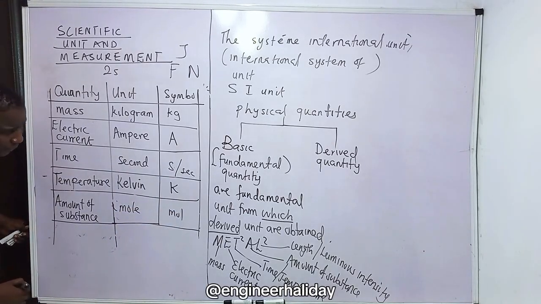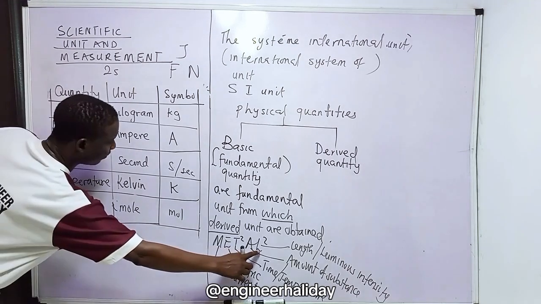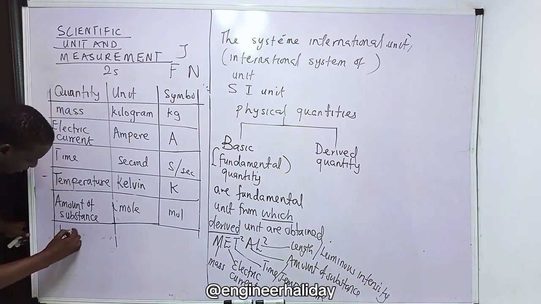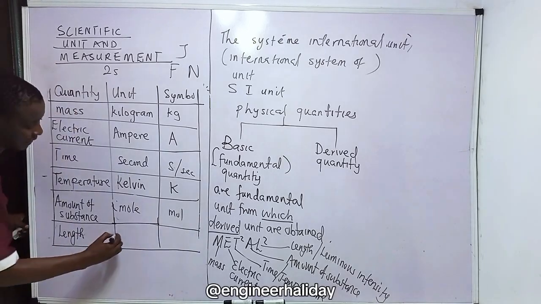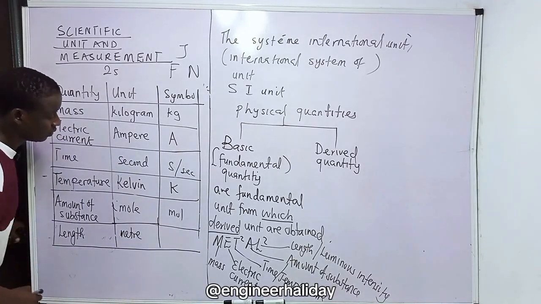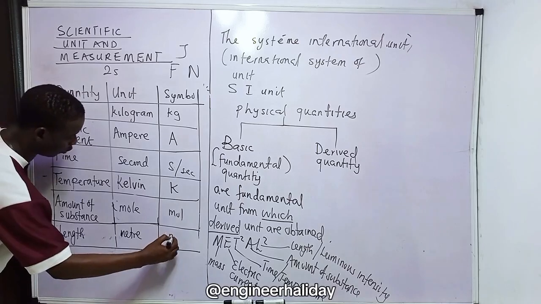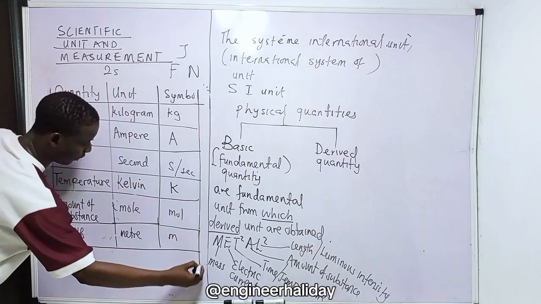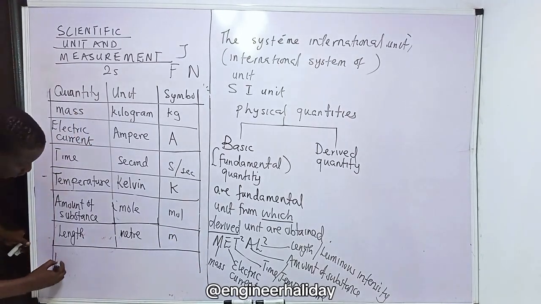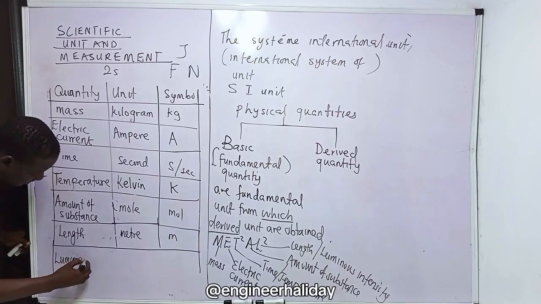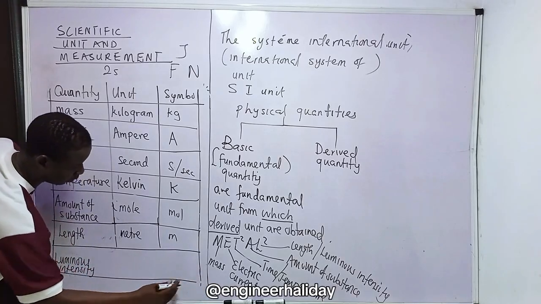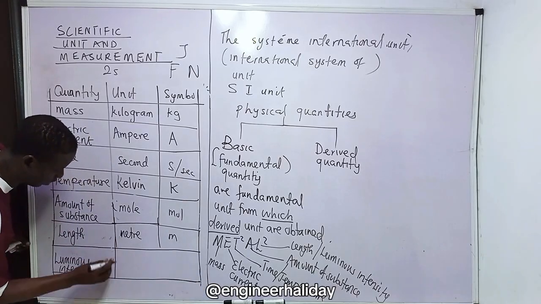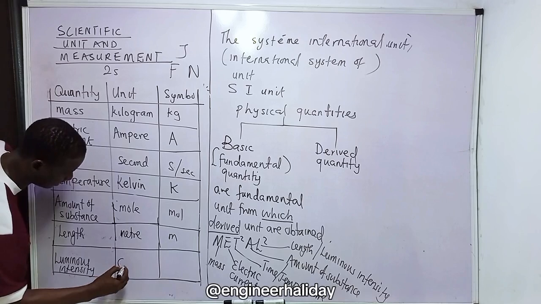Then what about the rest? We have L there. What is L? Length, which is measured in meter. The symbol is m. Okay, then we have the last one, which we call the luminous intensity. That's what we're supposed to measure in candela. Sorry for that. So this one is the last one, which we call the candela.